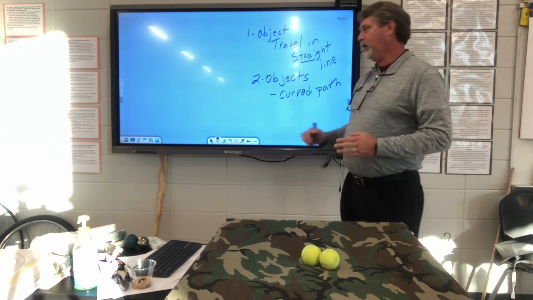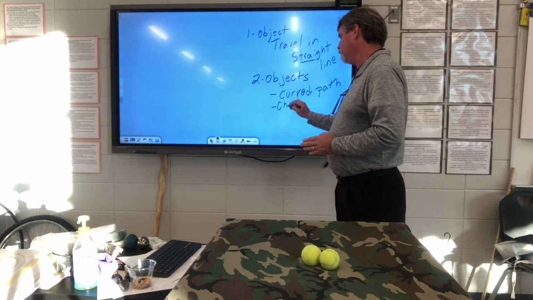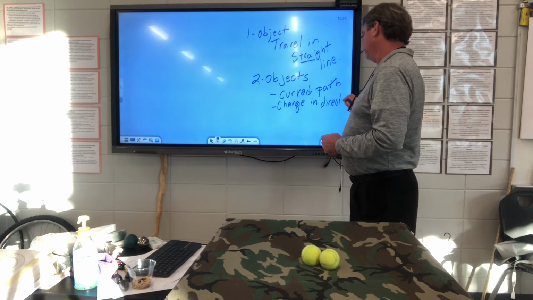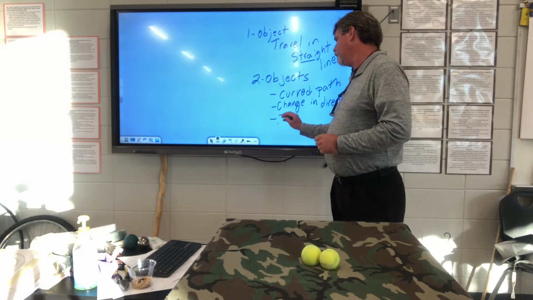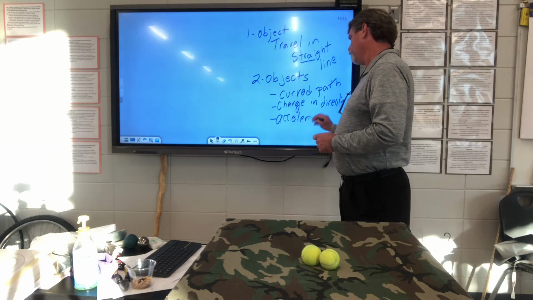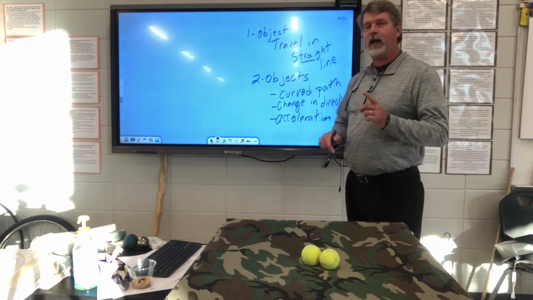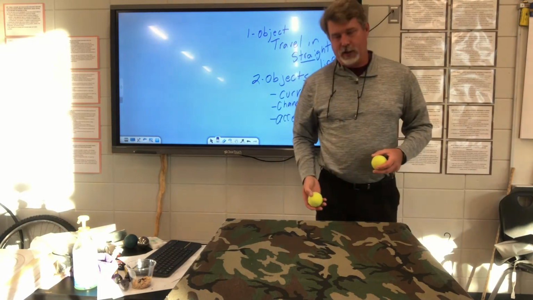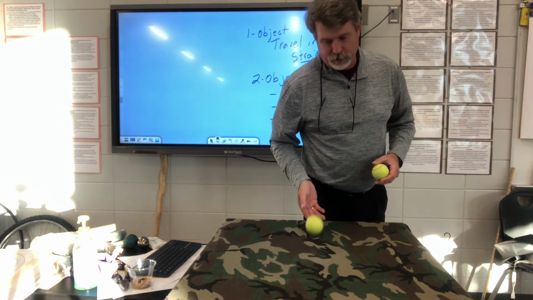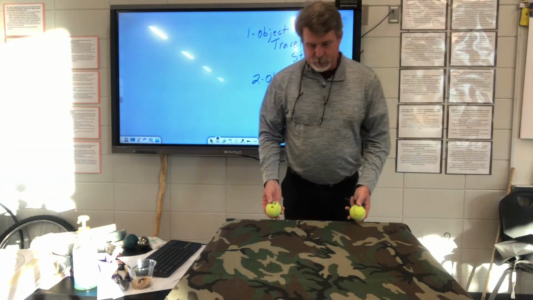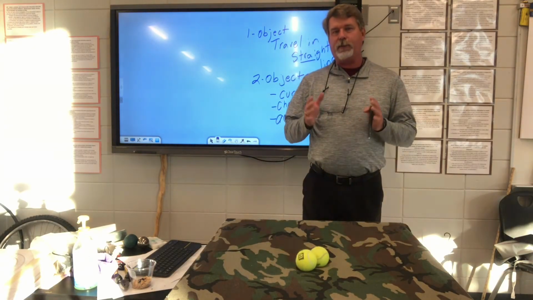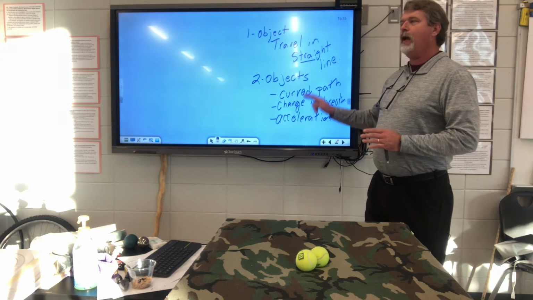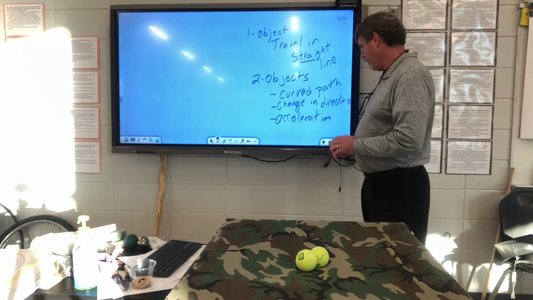The point is this: if it's a curved path, that means there's a change in direction. If there's a change in direction, then there is acceleration. So what we're deciding is that one object follows Newton's laws of motion, and it just rolls out in a straight line. But with two objects, they no longer roll in a straight line. There's some type of change in direction created, and that change in direction is acceleration. And the acceleration we see here is gravity.